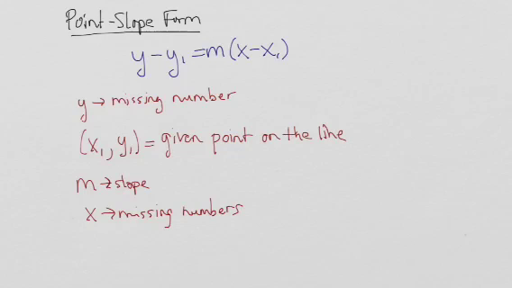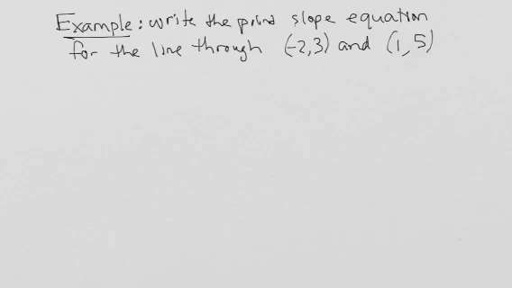So again, this one's great for when you don't know the y-intercept, but you do have one individual point on a graph, and you do know the slope. All right. So again, the y is a missing number. Our x1 and y1 are the given point on the line. Our m is still our slope, which could be in fraction form, or as rise over run. And then the plain x is another missing number. So again, there's the generic version of the formula. And we're going to take a look at a sample of how we use it.